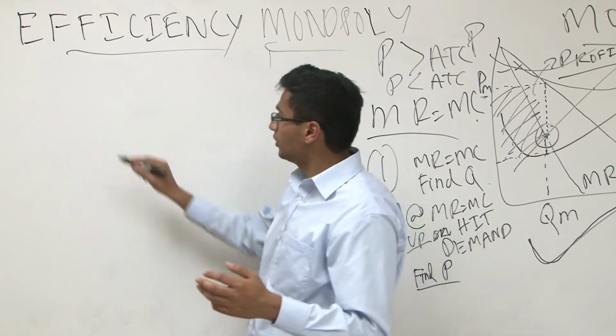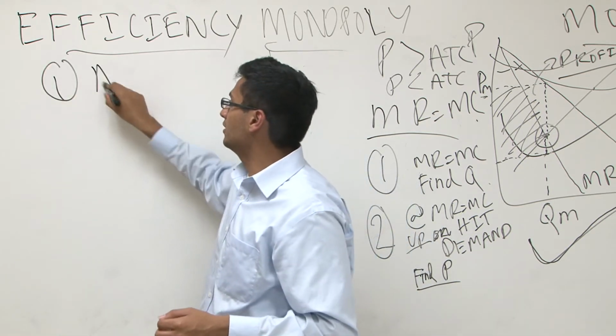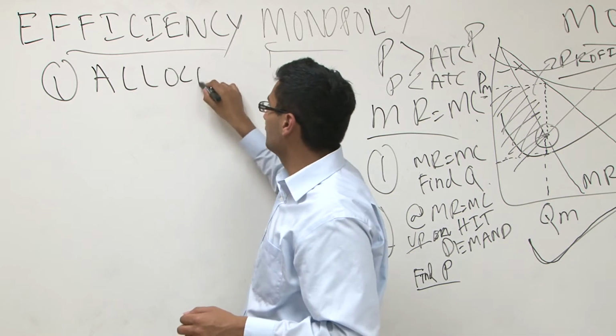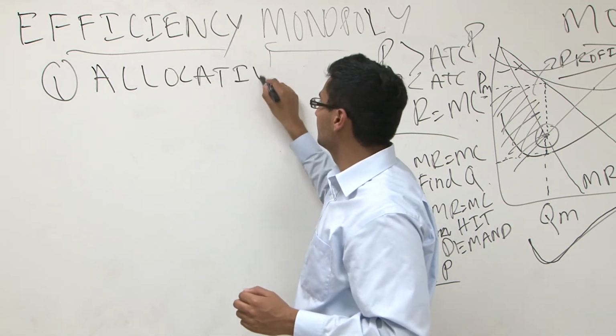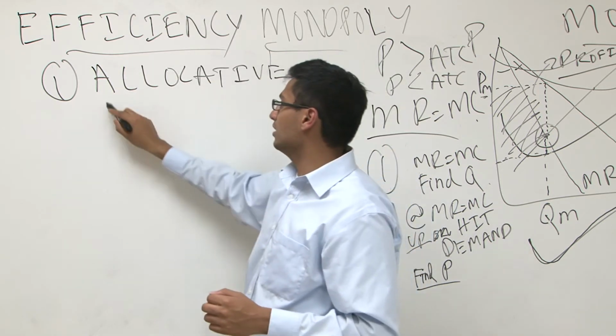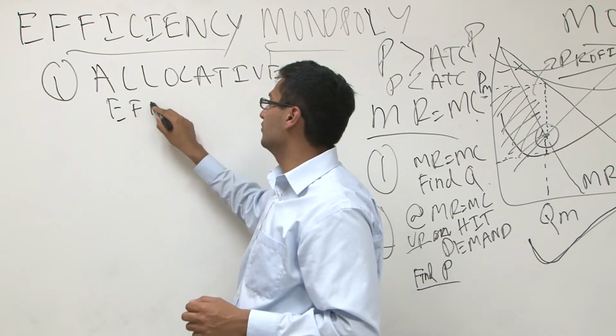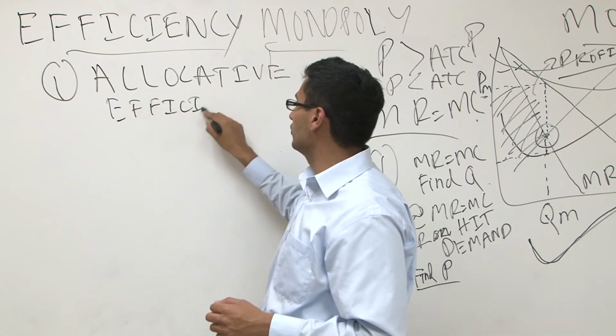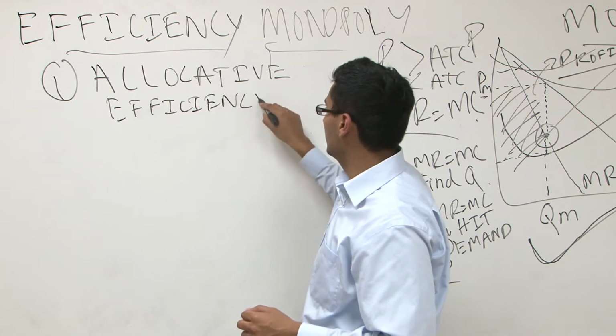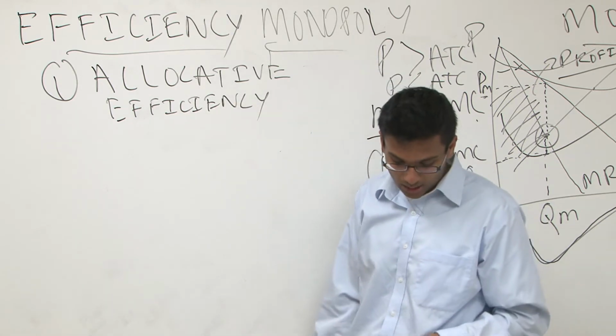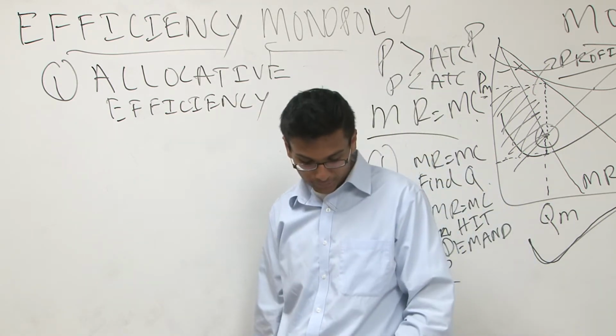What's the first one? First one's called allocative efficiency, okay? All right, so what is allocative efficiency? And I can read you guys the definition and explain it to you in a formula. But allocative efficiency is defined as the following, okay?